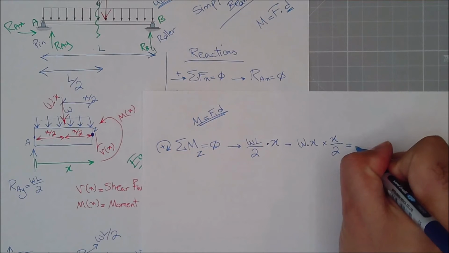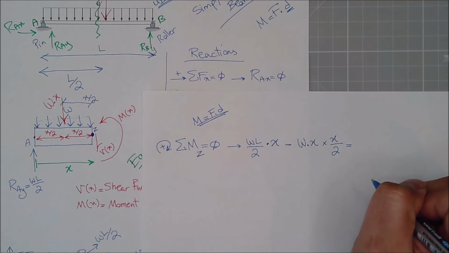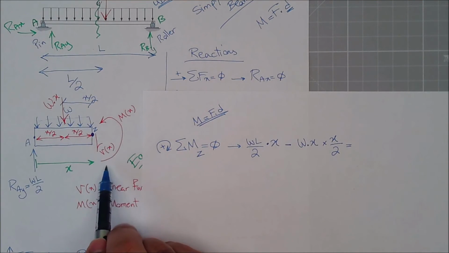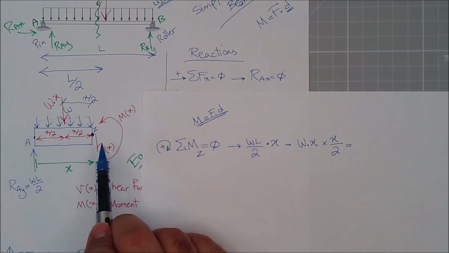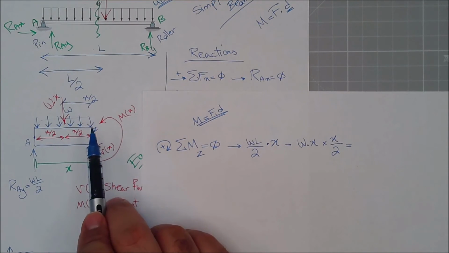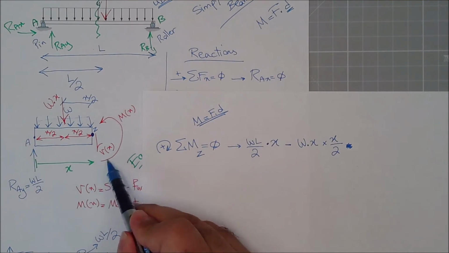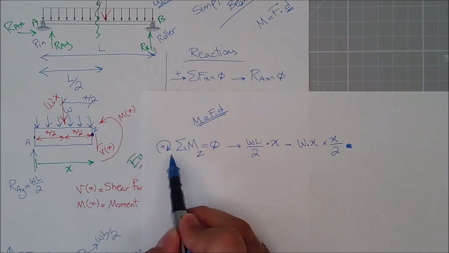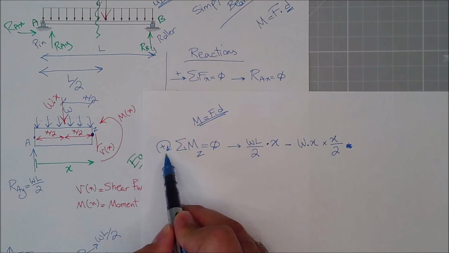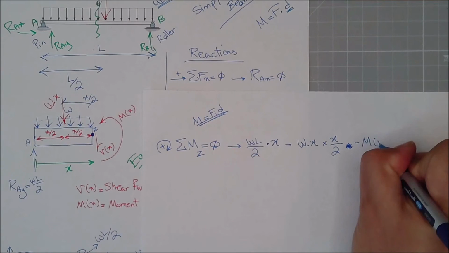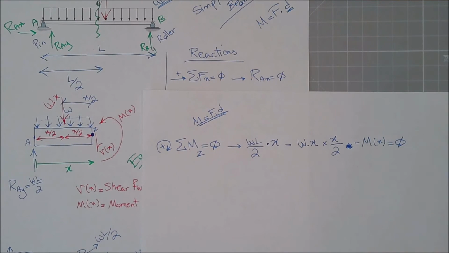This equals to... am I done? No, we have a moment here as well. So I have to consider this moment as well. Although it doesn't have any distance, it's a moment itself. So this is not finished yet. Is it a positive moment or negative moment? Is it following my direction? No, it's counterclockwise. So minus mx. Now it's finished.